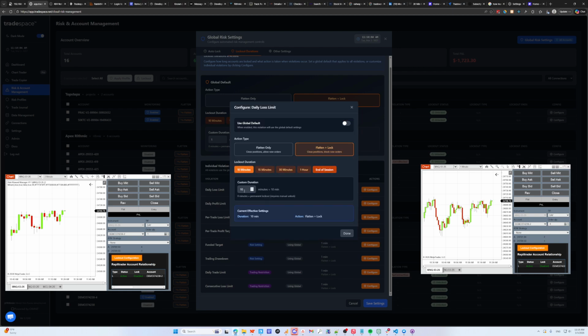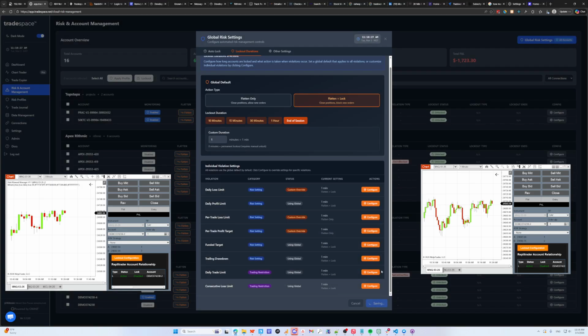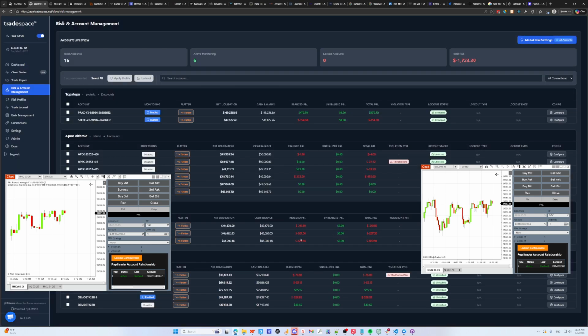I just have it set at 1 for testing, because I don't want to have to wait forever just to be able to demonstrate for videos like this and other tests. So you can set it to a custom duration. In this case, it's 1. Flatten plus lock means everything is canceled and flattened, and now it's locked. And if we do that, we save. That's the setting specific for daily loss.